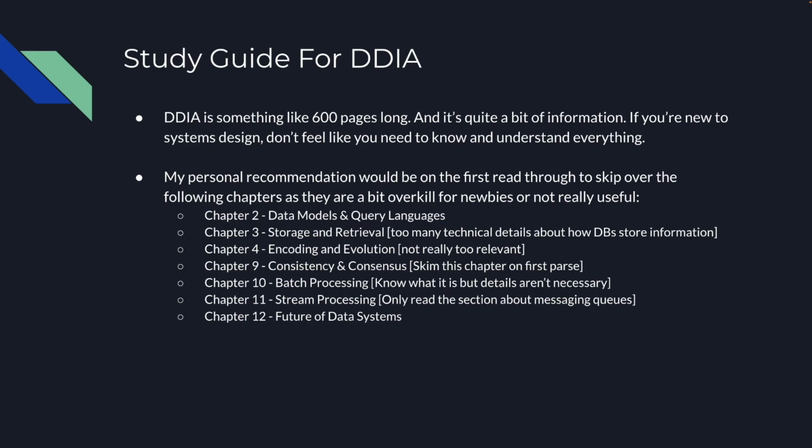Chapter 4, Encoding and Evolution, not really that important. You don't really need to know about RPC and all that kind of stuff. It's just not important. You can skim it if you want.